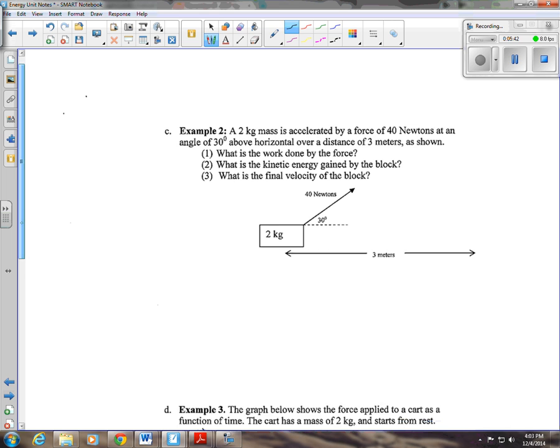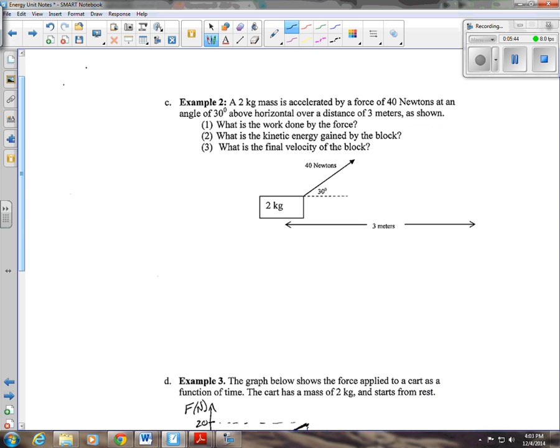Now, for our next example, we do have that angle going on there. Okay, so we have a 2 kilogram mass being accelerated by 4 newtons, or distance 3 meters, and we want to know the work. So part 1, we're trying to find the work. Now, there's 2 ways we could go about work: change in energy or F x cosine theta. This time, it's obviously going to be F x cosine theta.